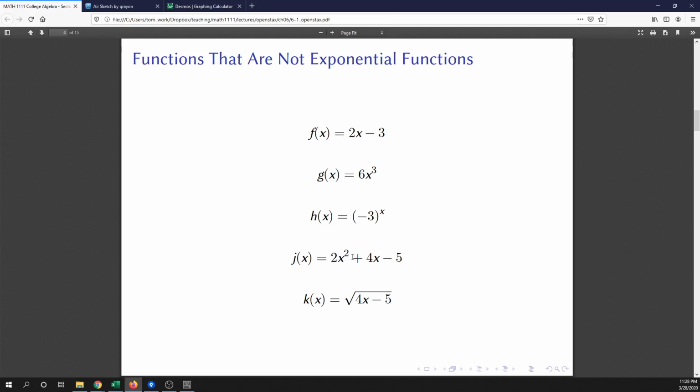This is a quadratic function, right? So not in the form a times b to the x. Same thing here, this is square root, and then here, so not an exponential function. It's not some number times some number to the x power, and you can't really write that as such. Okay.